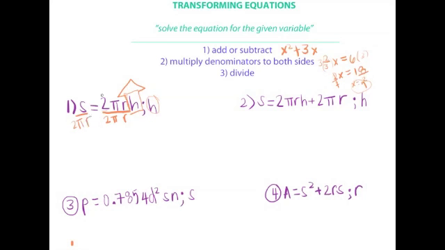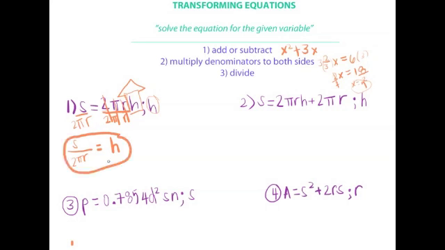What happens? The 2's cancel out, the pi's cancel out, and the r's cancel out. So what's the only thing I have left on that right side? The only thing I have left is h. And on the left side I have s divided by 2 pi r. Now, is my friend h by himself in his house? He is, so that's my final answer.